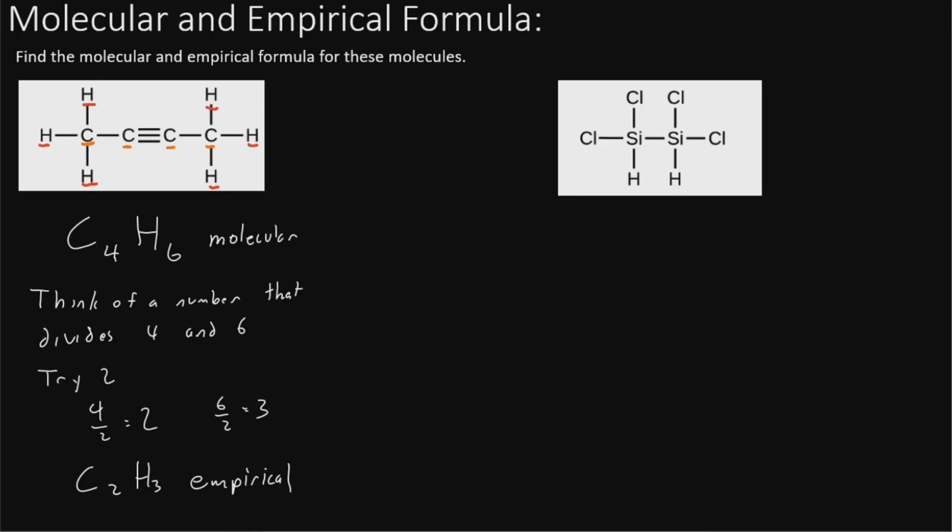Let's try the molecule on the right. We have 2 silicons. We'll begin by writing Si, and because there are 2, we say Si2. We also have 2 hydrogens, and we'll write H2. Now there are 4 chlorines, so we'll write Cl4. This is our molecular formula.